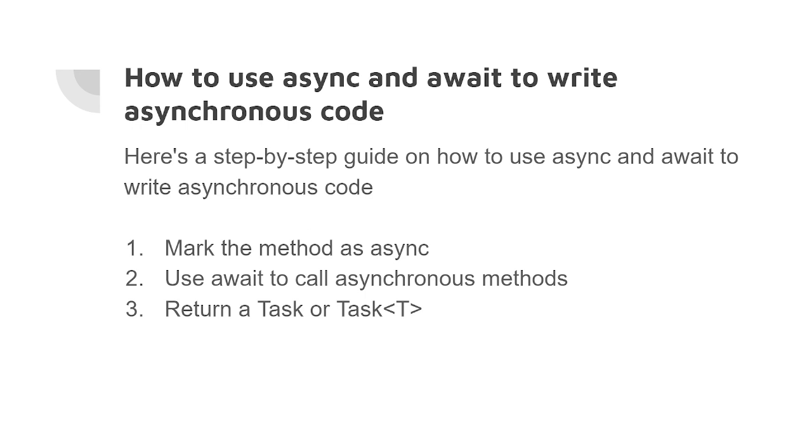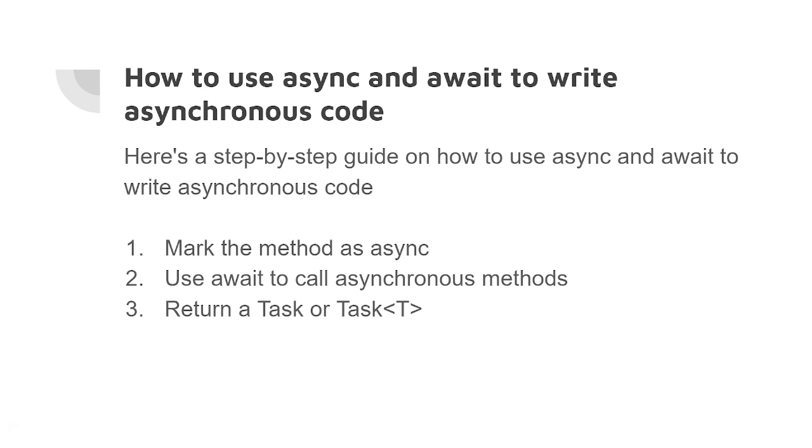So how do we use async and await to write asynchronous code? Using async and await in C# is relatively straightforward. Let's discuss a step-by-step guide. First, mark the method as async. To use await within a method, the method itself needs to be marked as async. This is done by adding the async keyword before the method's return type.